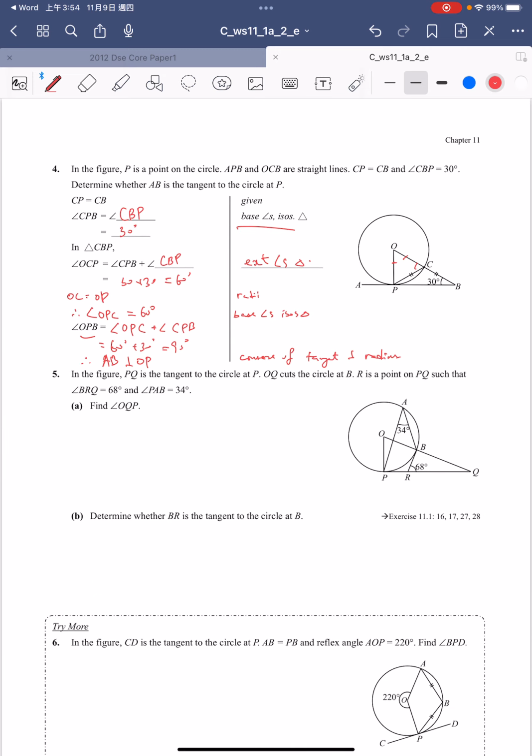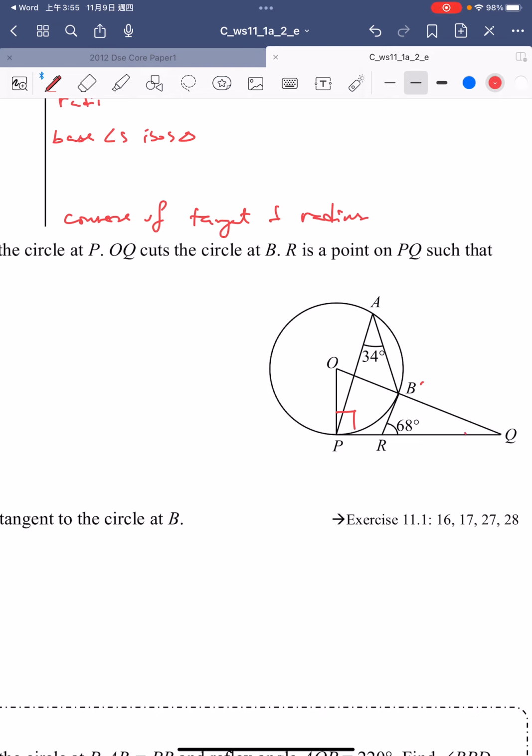So in the figure, we have PQ is a tangent to a circle. It's already saying that it's a tangent, so we can say the angle OPQ is actually 90 degrees. So now we have OQ cuts the circle at B here, and R is a point on PQ such that this angle PRQ is equal to 68, so PAB is equal to 34. So how can we find out the angle OQP? Where is OQP? OQP is this one.